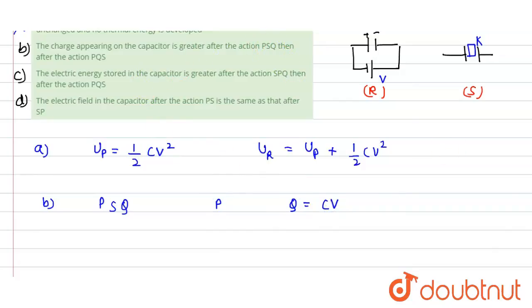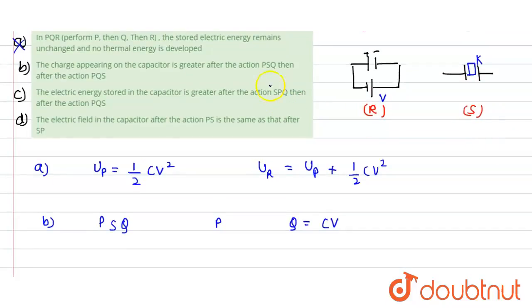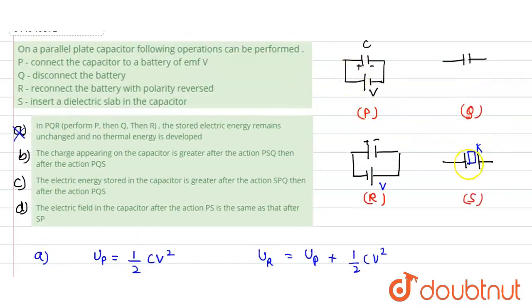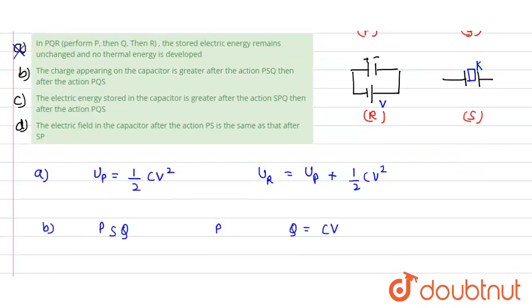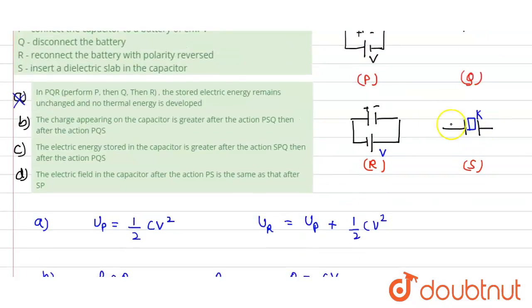After this, in the situation S, we have inserted the dielectric. If we insert the dielectric, what will happen? We need to consider that it is inserted when the battery is connected. When the battery is connected, the potential would be the same. So the charge in the situation S would be equal to K into C into V, because the capacitance would be increased by K times. The new capacitance would be KC, but the voltage would remain the same, because the battery is connected, so the potential would be the same.